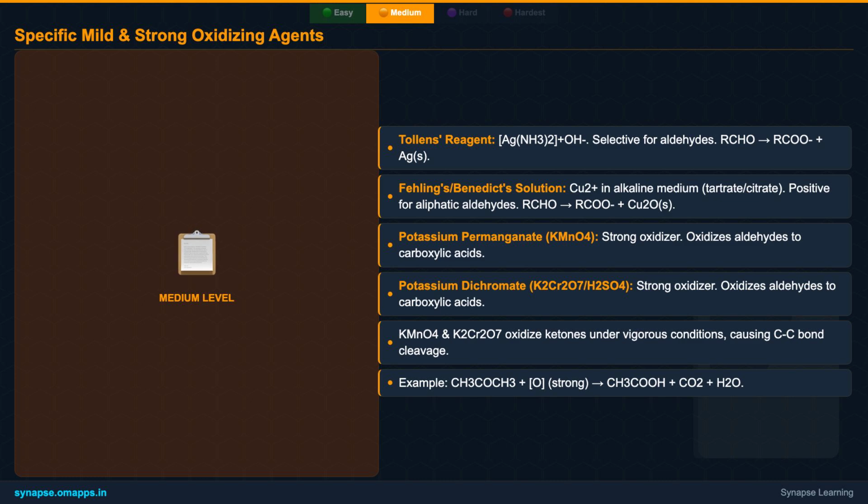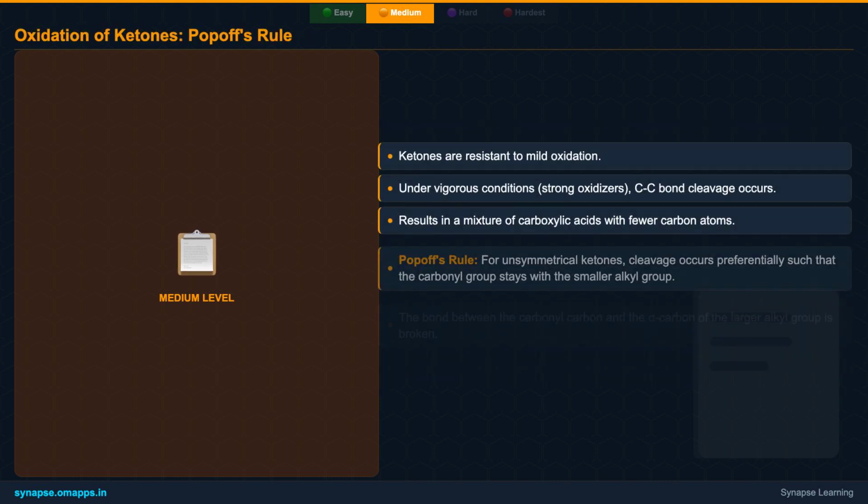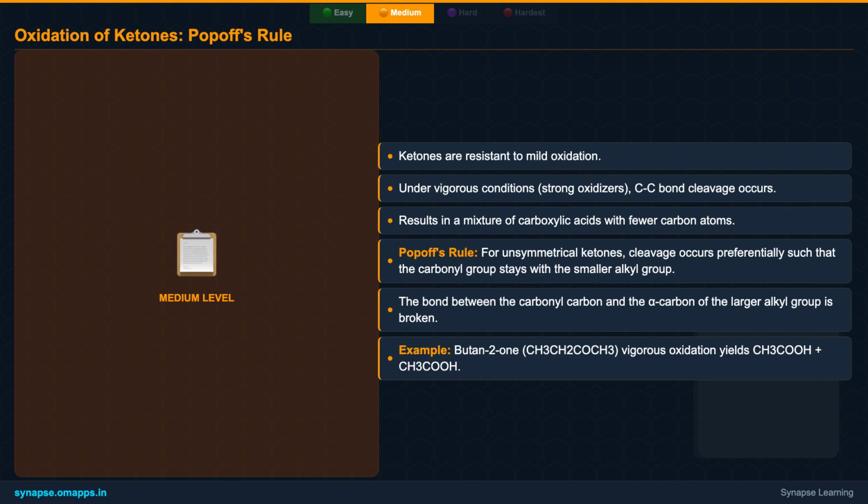Beyond mild oxidizers, we have the strong ones, potassium permanganate and potassium dichromate. These powerful agents, whether in acidic or alkaline conditions, will oxidize both aldehydes and ketones. While aldehydes smoothly convert to carboxylic acids, ketones undergo a more drastic transformation, often resulting in the cleavage of their carbon-carbon bonds. When it comes to the vigorous oxidation of unsymmetrical ketones, there's a fascinating principle known as Popoff's rule. This rule helps us predict where the carbon-carbon bond cleavage will occur.